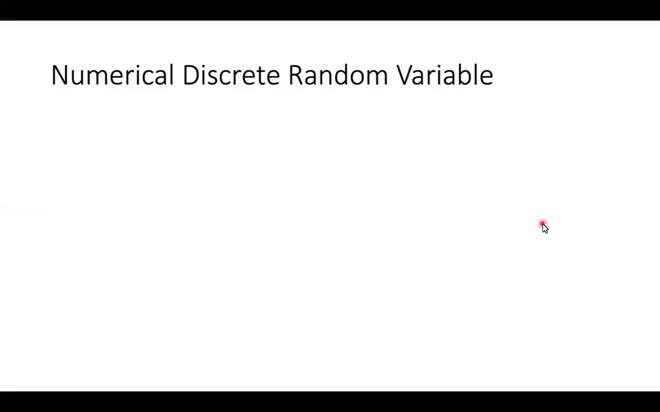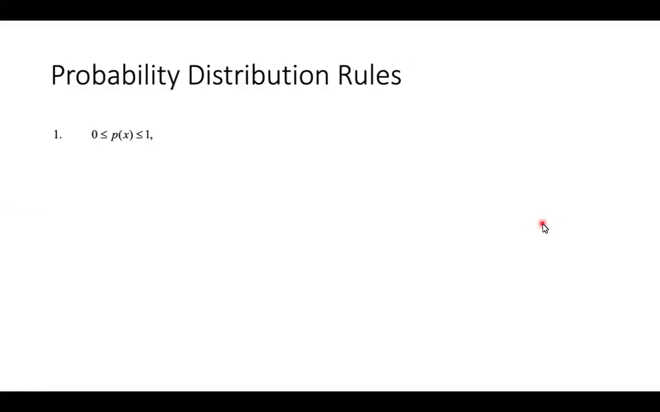We'll go over the numerical discrete random variable. Here, there are two rules for the probability distribution. The first one is that the probability has to be between 0 and 1. So what does that mean?